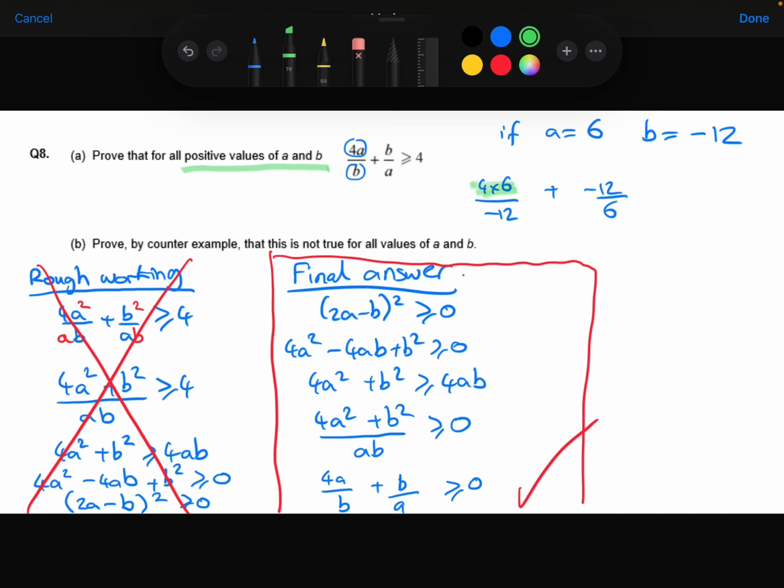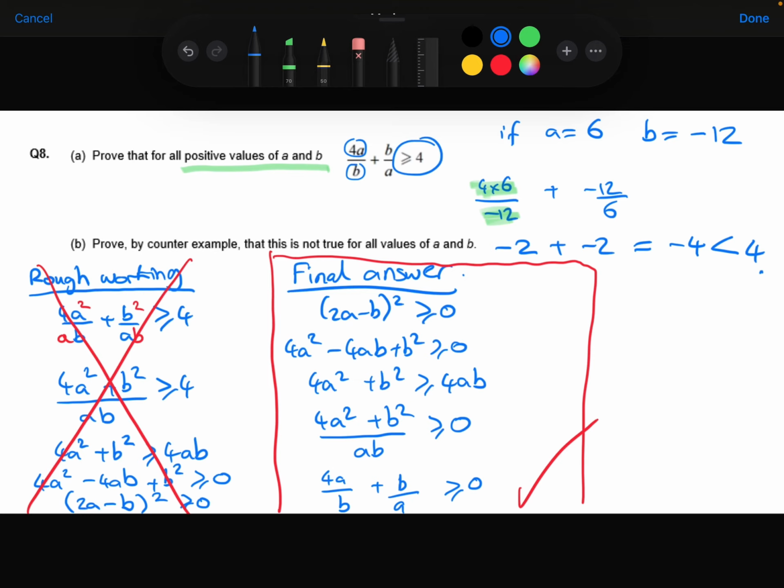That's 24. 24 divided by minus 12 is minus 2. Minus 12 divided by 6 is minus 2. And minus 2 plus minus 2 is minus 4, which is less than 4, not greater than. So this is a counterexample to show that this is not true for all values of A and B.